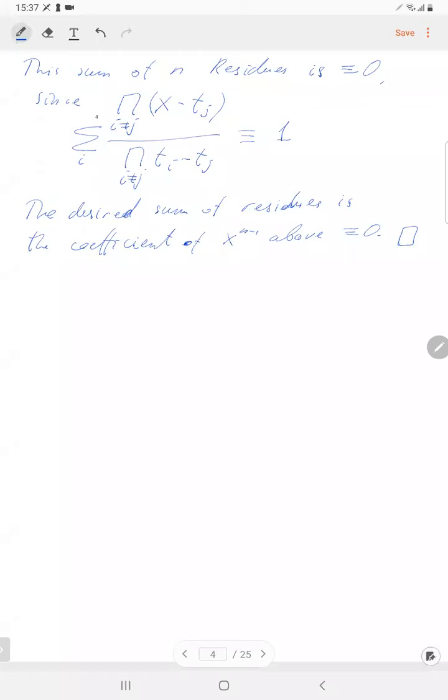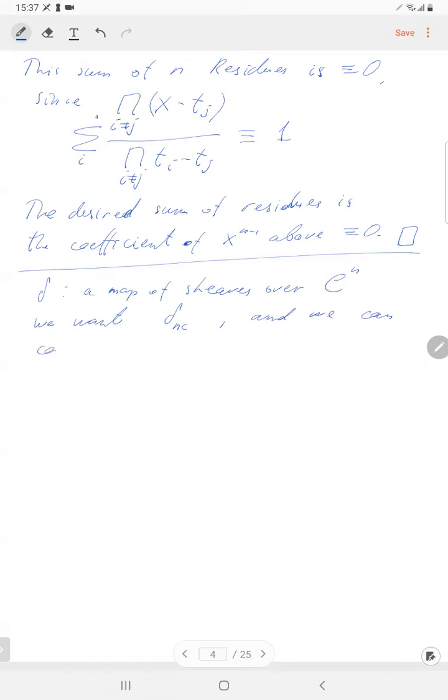The point was to compute some co-boundary map. And we want to compute this co-boundary map. So it was a map of sheaves over C to the power N. We want delta over the diagonal, and we can compute delta at C1, C2, C3, and so on. Oh, sorry, Cn plus one, when they're all distinct.